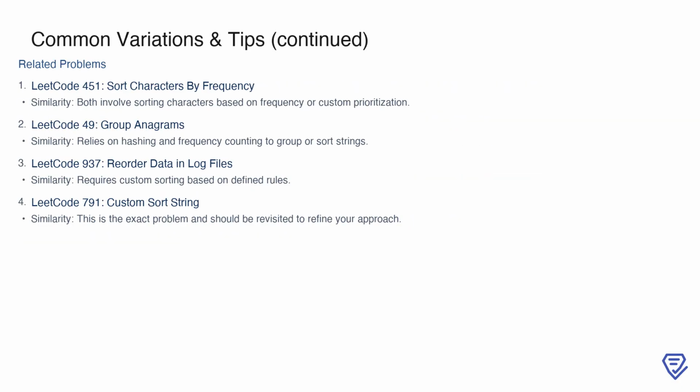This problem is closely related to several others that you might encounter on platforms like LeetCode. For instance, LeetCode 451, Sort Characters by Frequency, shares the idea of sorting based on frequency or custom prioritization. Another example is LeetCode 49, Group Anagrams, which also relies on hashing and frequency counting to group or sort strings. LeetCode 937, Reorder Data in Log Files, involves custom sorting based on specific rules, making it another relevant comparison. And of course, revisiting LeetCode 791 itself can help refine your understanding and approach to the problem, as it ties directly to the concept of custom sorting.